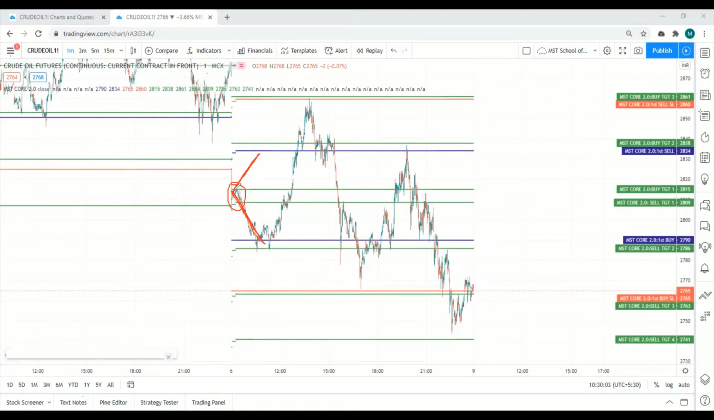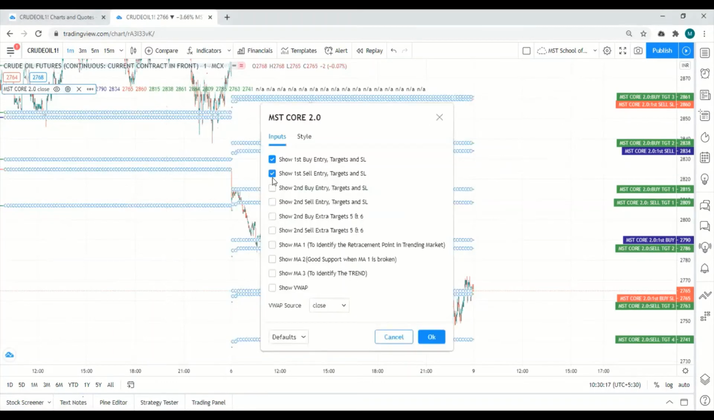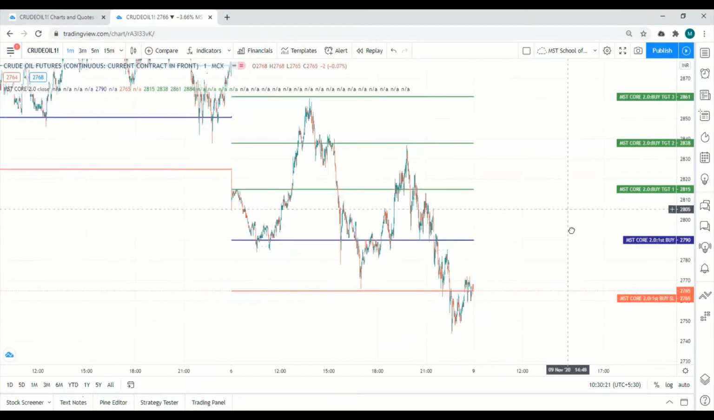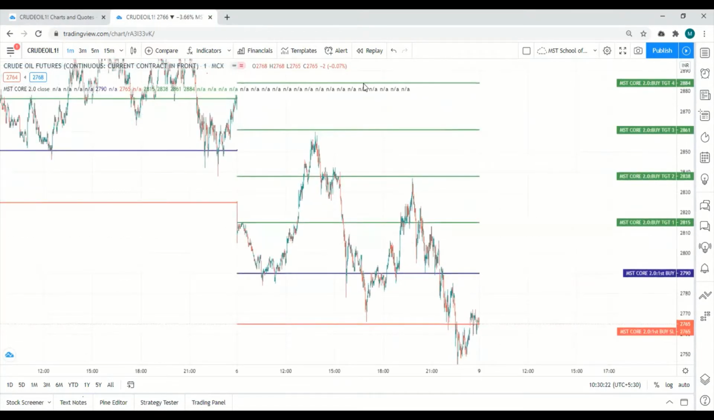So here, what happened in the morning itself, we got our buy entry. So what do we have to do? We have to cancel the sell entry. Go here, deselect the sell target, sell entry. So now we have only the buy side. So now buy 2790 is activated.